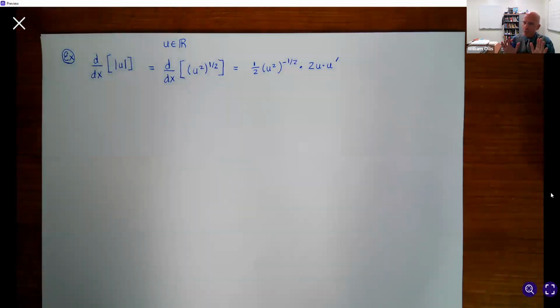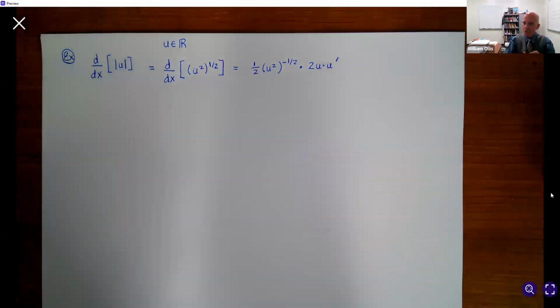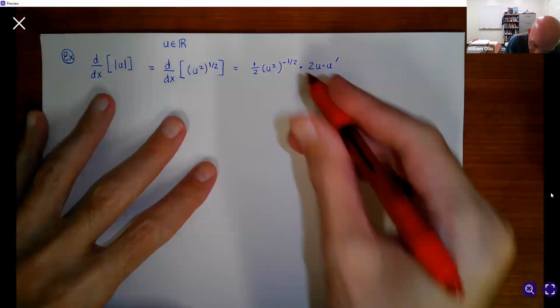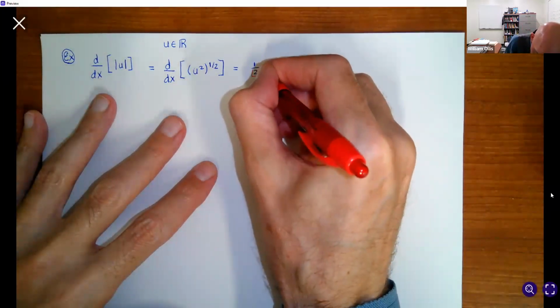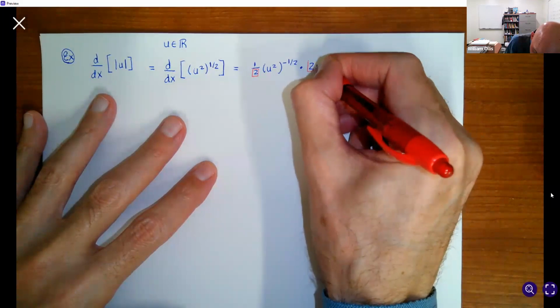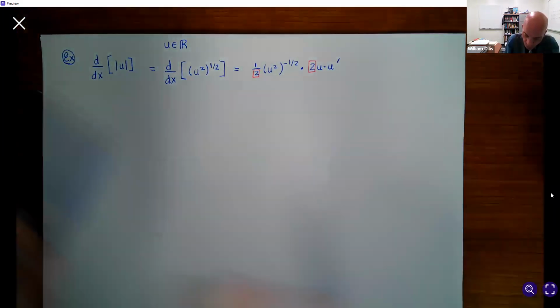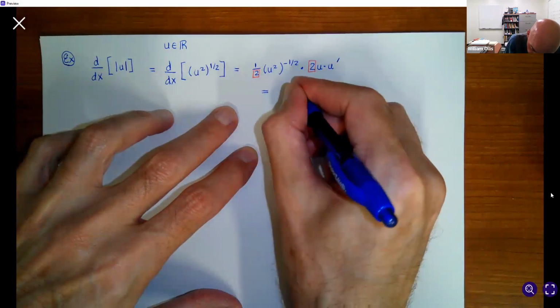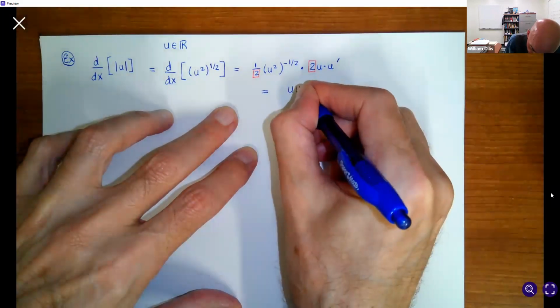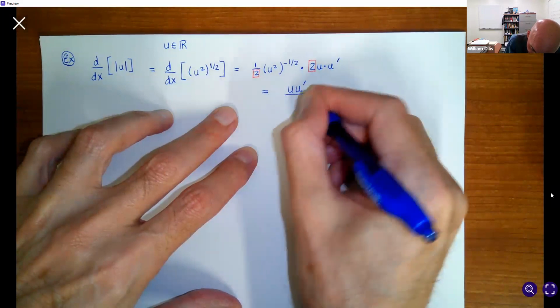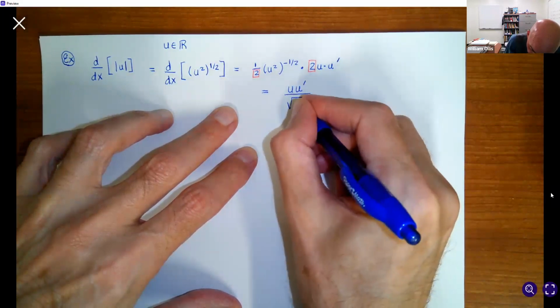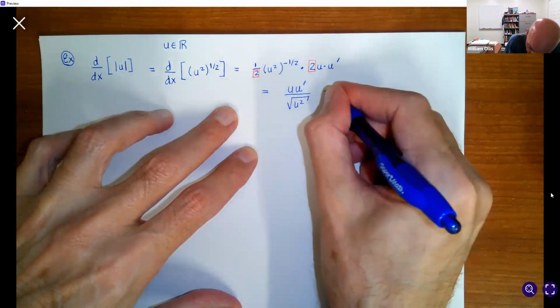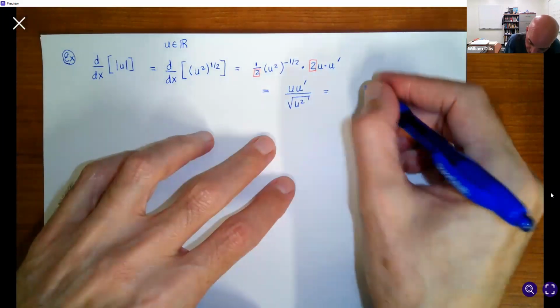So it's a little bit more complicated, but that's why we call it the chain rule. Now notice we have the 2 here that absorbs this 2. And of course, we can take this downstairs now. So we're left with u times u prime divided by the square root of u squared. But of course, the square root of u squared is the absolute value of u.